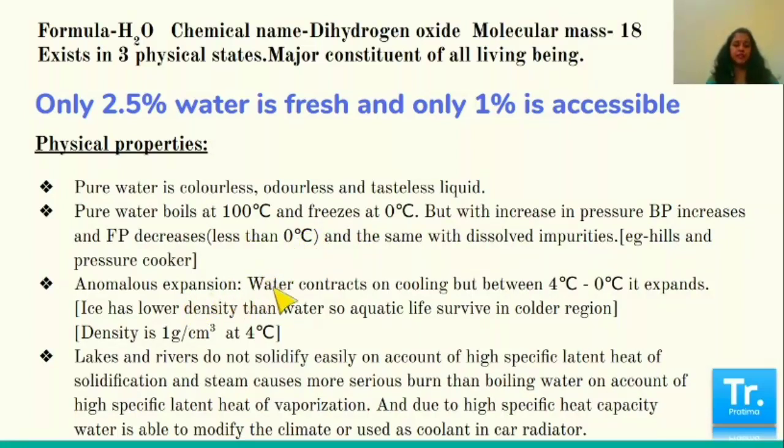Next, anomalous expansion. Water contracts on cooling, but between 4 degrees to 0 degrees, I will repeat myself. Anomalous expansion means that behavior which is different from the rest. Like the rest, matter expands on heating and contracts on cooling. So does water: expands on heating, contracts on cooling. But the water, when the temperature comes to 4 degrees to 0 degrees, it will not contract, it will expand. This is the anomalous expansion.